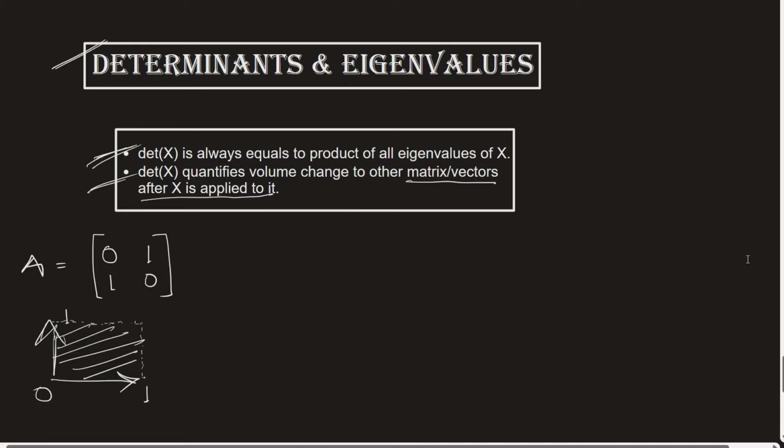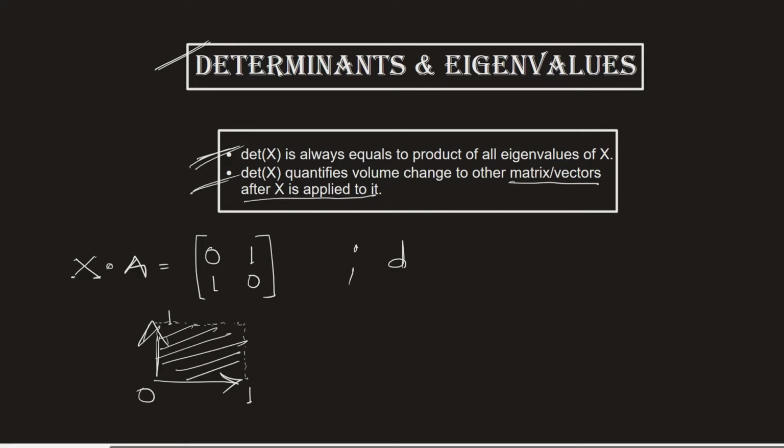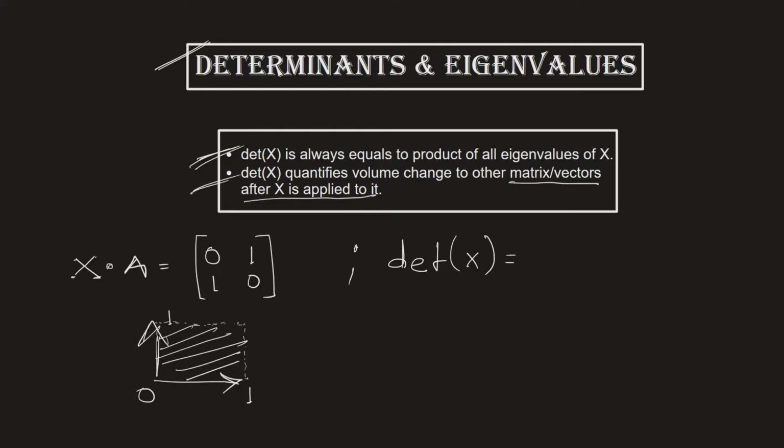Now let's say we want to apply a matrix X to this other matrix A, and let's say that the determinant for this matrix X that we are trying to apply on matrix A is 2. Then it means that when the matrix X is applied on matrix A, the area covered by the matrix A will increase to double its size. So this time if I have to draw the dot product of X and A, it will be transformed something like this.